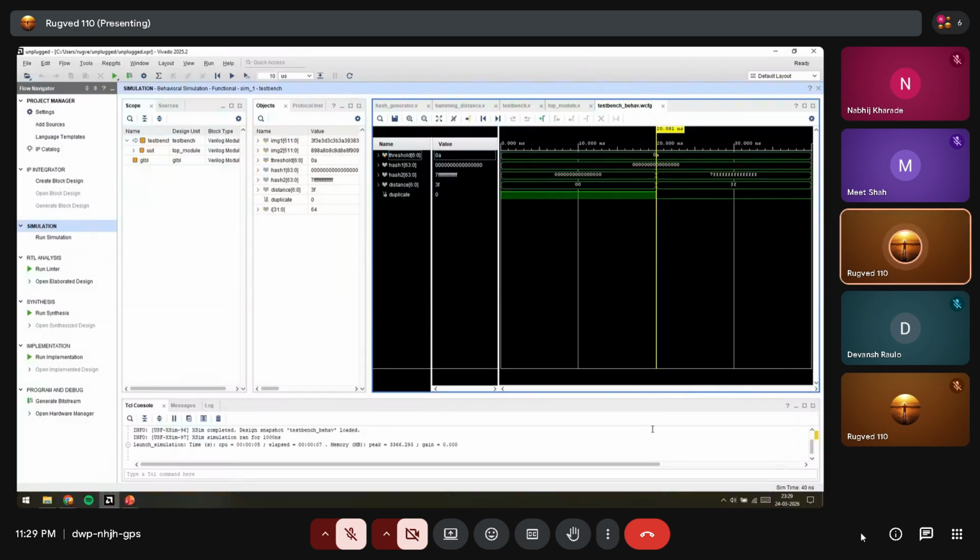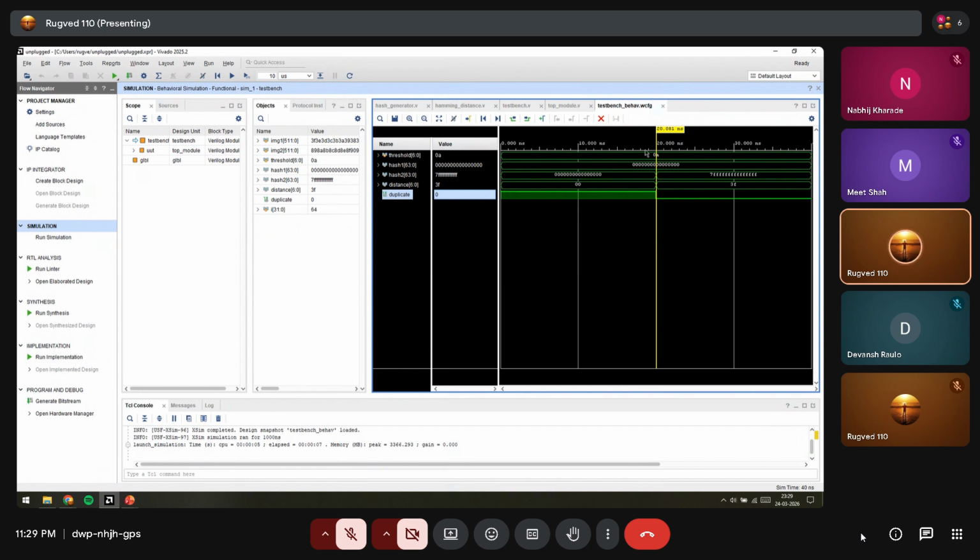Now we will see the simulation in Xilinx Vivado itself. Here we have five variables. We have a predefined threshold. We have two hashes. We have the distance, the Hamming distance, and we have finally the output, which indicates whether the image is a duplicate or not.